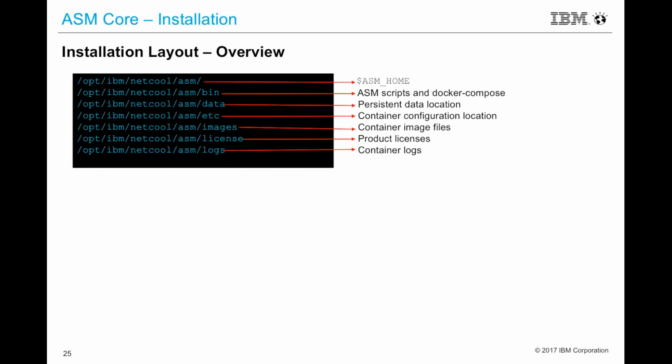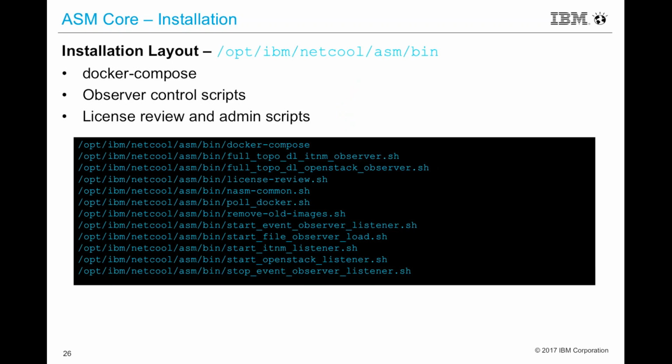The layout is pretty neat with ASM, so you have the ASM home. Within that you have the Docker ASM scripts and Docker Compose, and then the data location followed by the configuration, where all the container images are there, and the license, and then logs. The Docker Compose itself, you can see what are all the scripts, the admin scripts you have, and that also includes each and every observer as well.